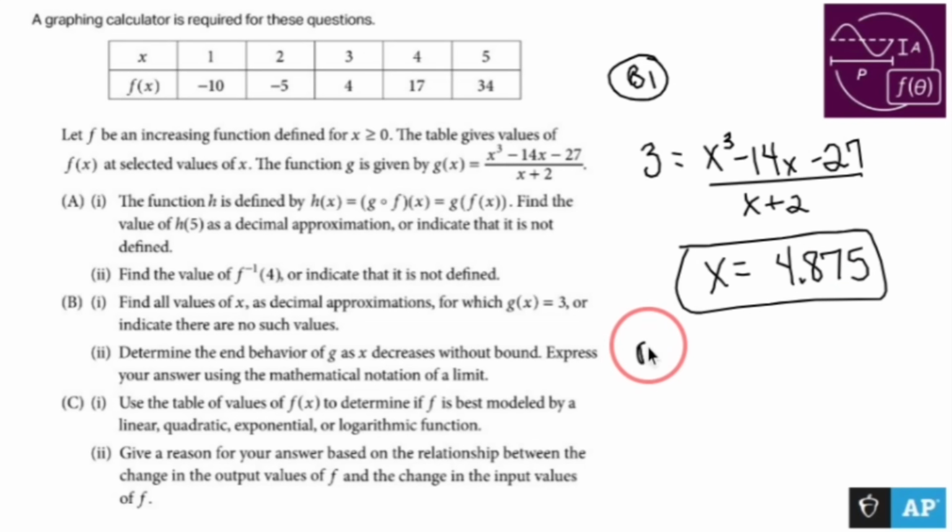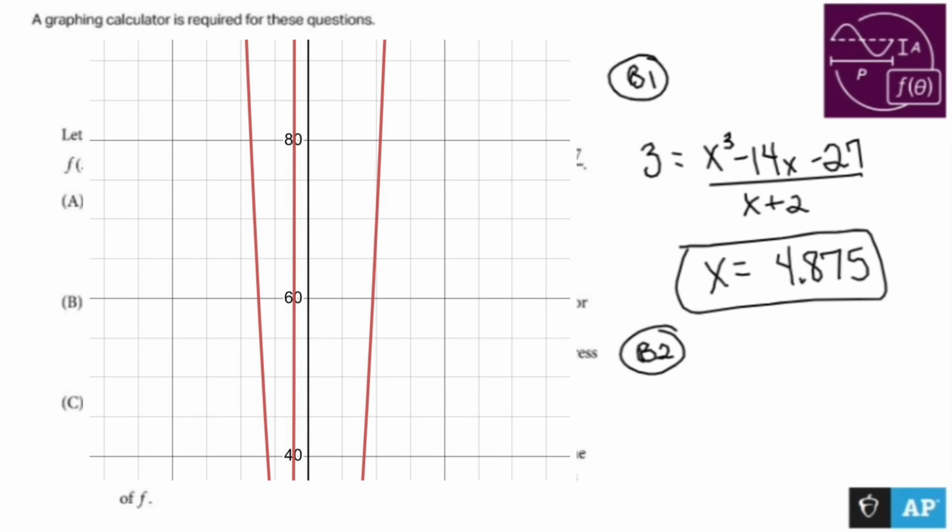Do B2. Determine the end behavior of g as x decreases without bound. All right, wording, be careful. Express your answer using the mathematical notation of a limit. Let me quick throw up what the graph looks like again.